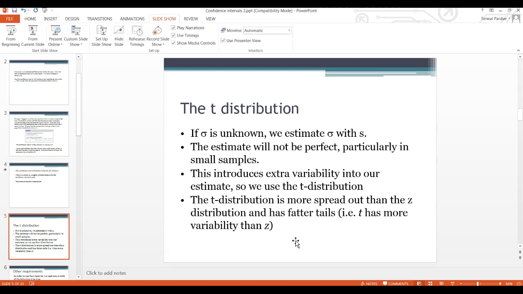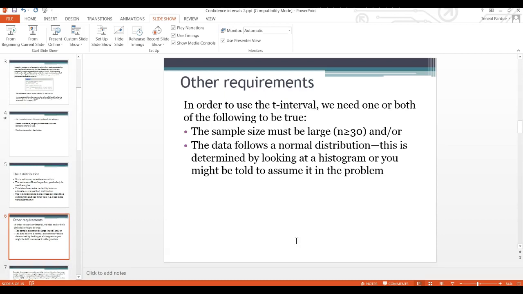But here's why we do this. If sigma is unknown, so if we don't know the population standard deviation, we're going to use the sample standard deviation. Now, what we're doing here is we're using a second estimate to generate our estimate. So we're using an estimate of sigma to help generate our estimate of mu. So that means we've got some extra variability. And to account for that extra variability, we need a wider distribution. The wider distribution we use is the t distribution. So that's a little bit of background here.